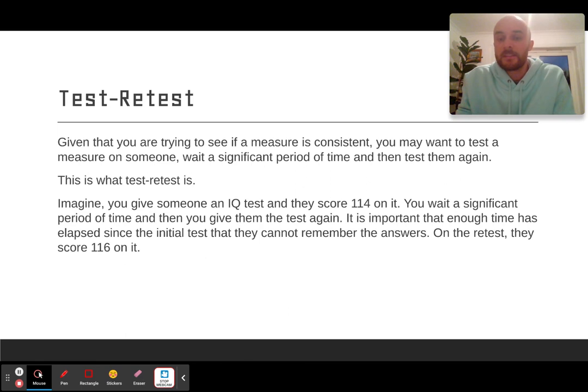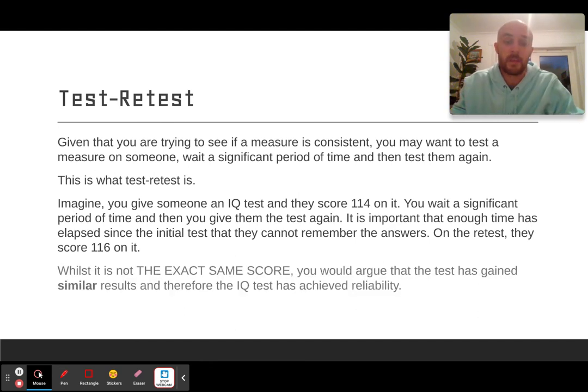Imagine you gave someone an IQ test and they score 114, a bit embarrassing. You wait a significant period of time, and that significant period of time is super important, by the way. I won't tell you why, but hopefully you'll be able to figure out why. Once enough time has gone, you give them the test again, and on the retest, they get 116. Now, 116 is not 114, but I would argue it's similar. Remember, for you to achieve reliability, it is the same or similar score that you are after.